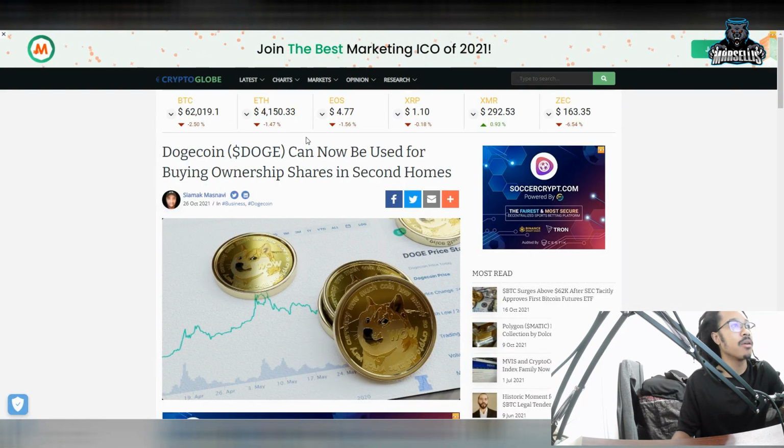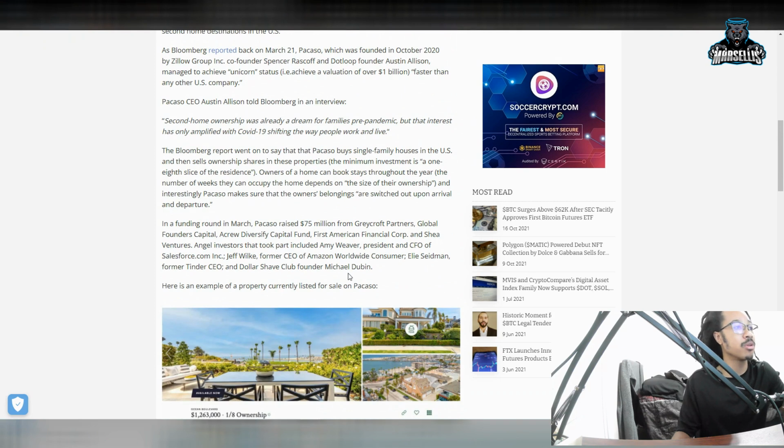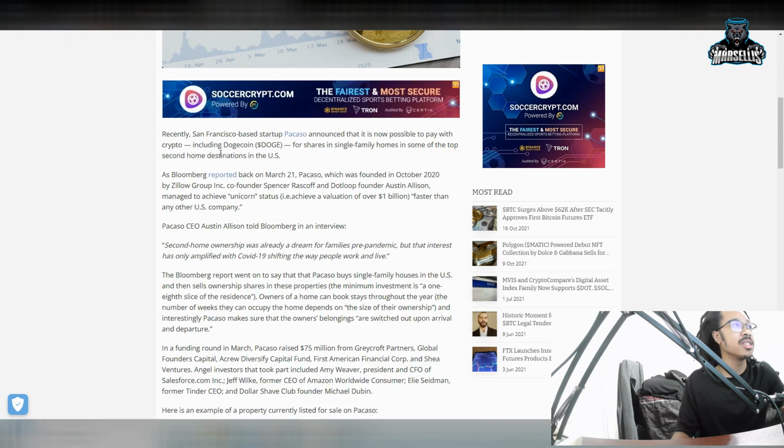Anyways, over here we have this: Dogecoin can now be used for buying ownership shares in second homes. That's pretty big right there. So recently, San Francisco startup Picasso announced that it is now available to pay with crypto, including Doge, for shares in single-family homes in some of the top second-home destinations in the U.S. In San Francisco, you already know there's a lot of stuff going on out there, a lot of money out there.